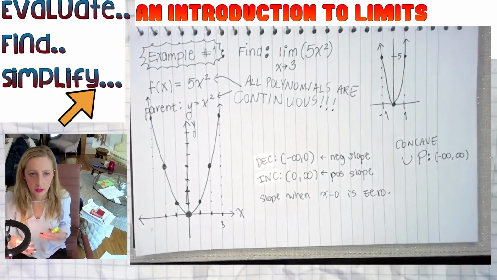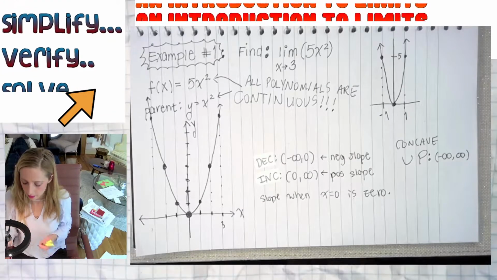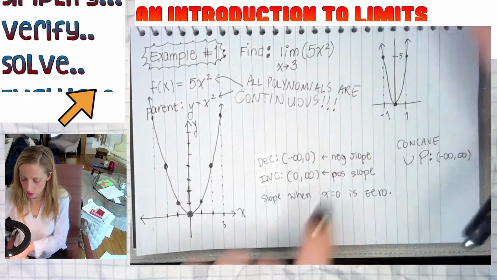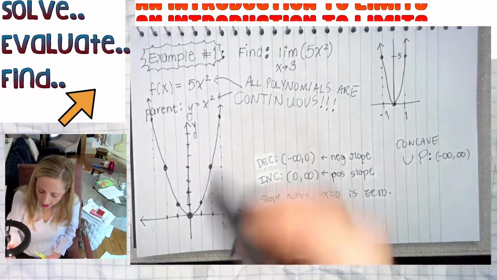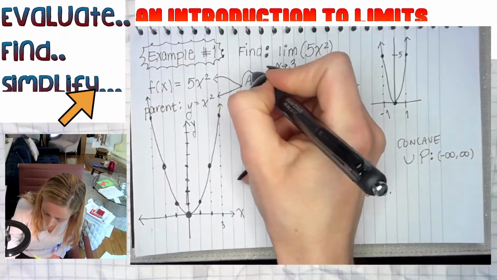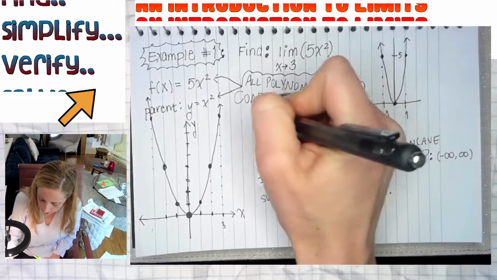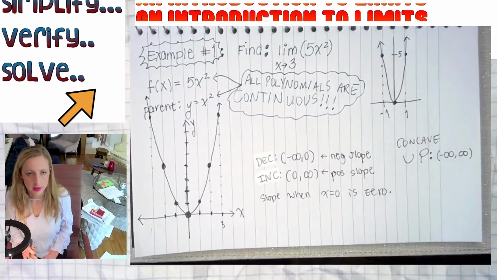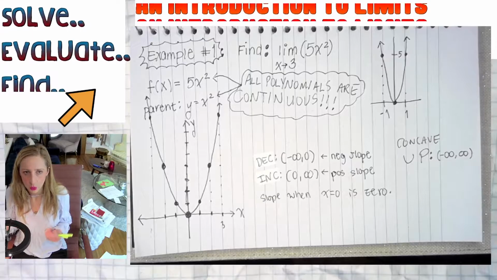You're not going to have a graph all the time, but if you could hold one in your head, that'll be good. If you know that this is continuous, you have an idea of what the shape looks like. The fact that you know it's a polynomial and that all polynomials are continuous, that means there's really no mystery to what the y value will be.